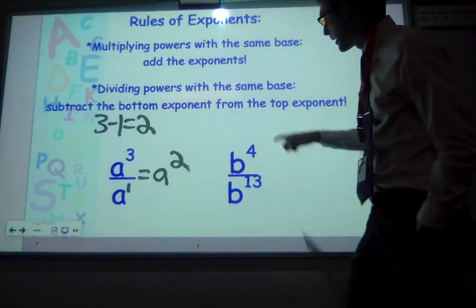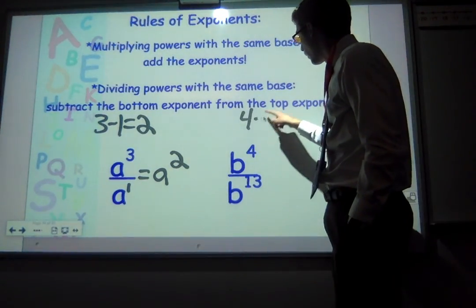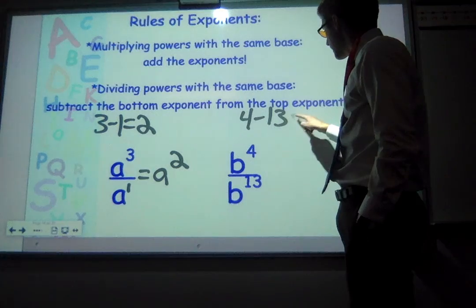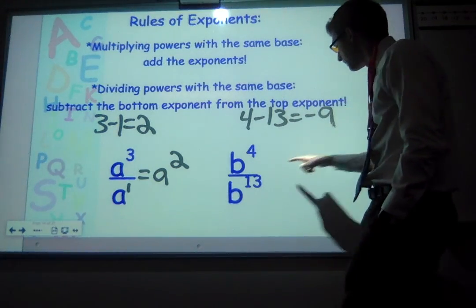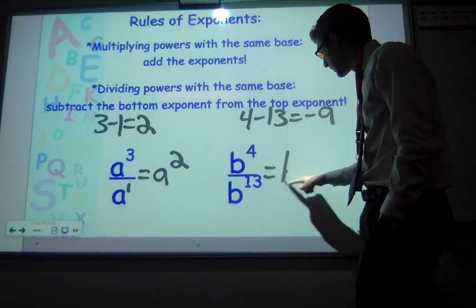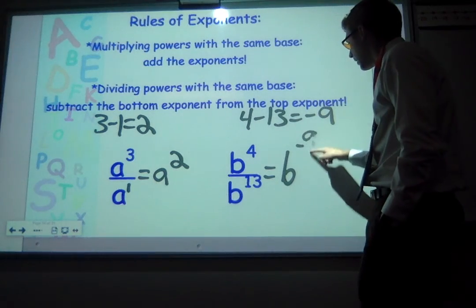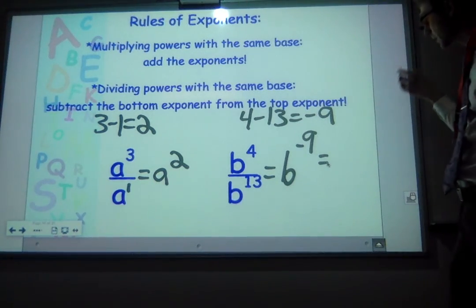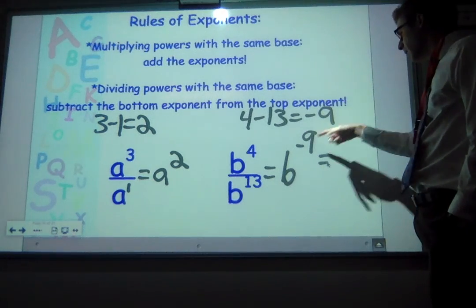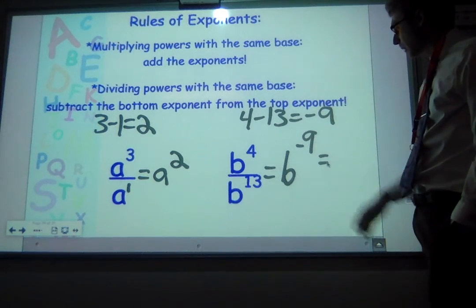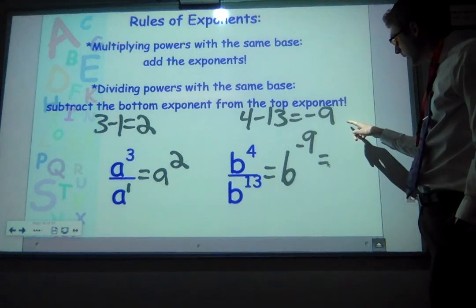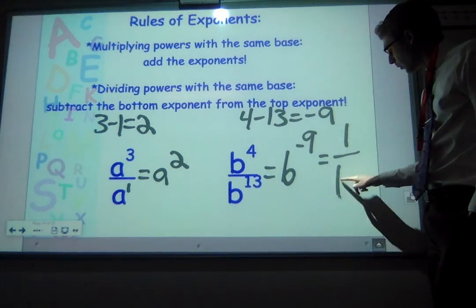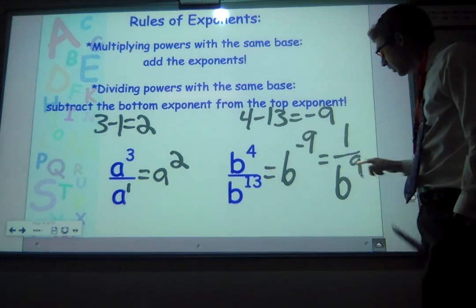All right, looking at the example on the right, we have 4 minus 13. That's going to give us negative 9. So therefore, this is going to be b to the negative 9. And then the story that you've heard is that if you're naughty, you have to go downstairs and you become more positive. So if you're negative and naughty up top, you have to go down to the basement and you become more positive. So therefore, we get 1 all over b to the 9th.